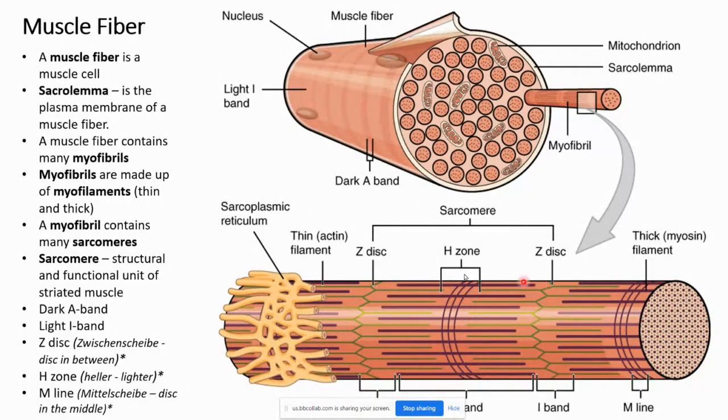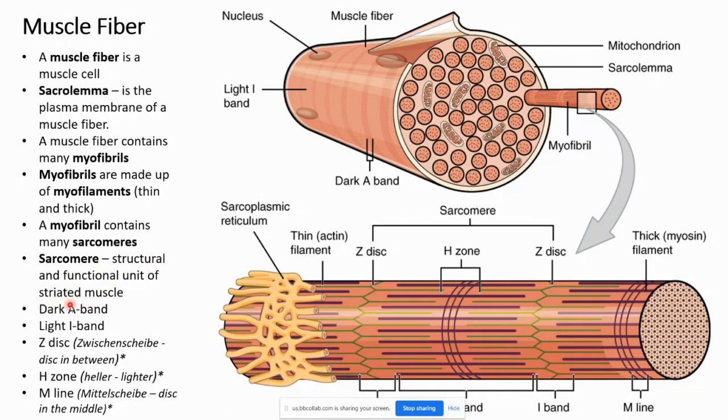So in the middle, from this Z disc, which is in the middle of all these actin fibers, to the middle of, or to this Z disc, that's one contraction unit, and that's called a sarcomere, and that's the structural and functional unit of skeletal muscle.